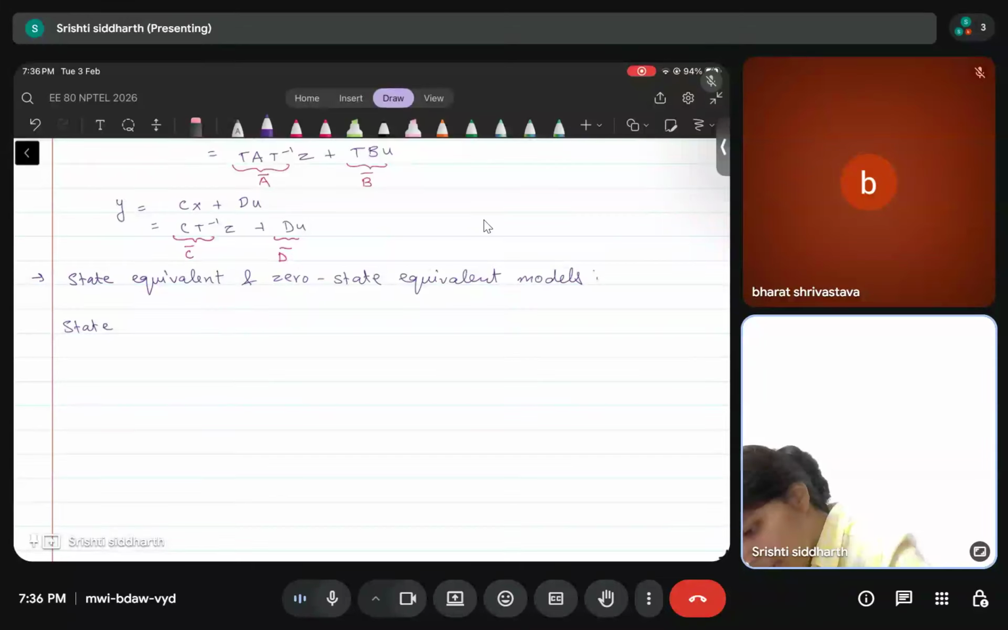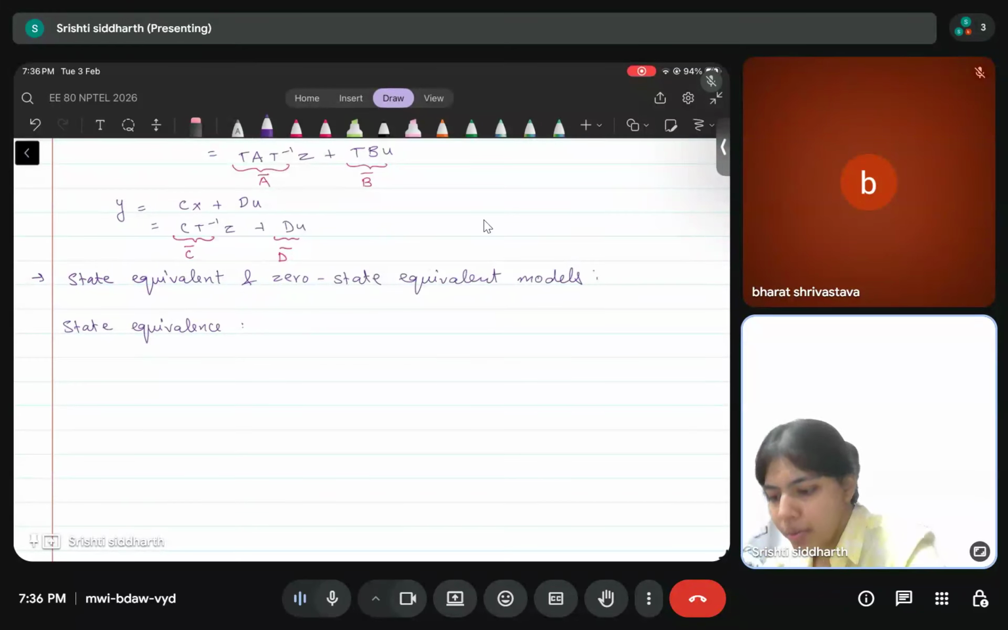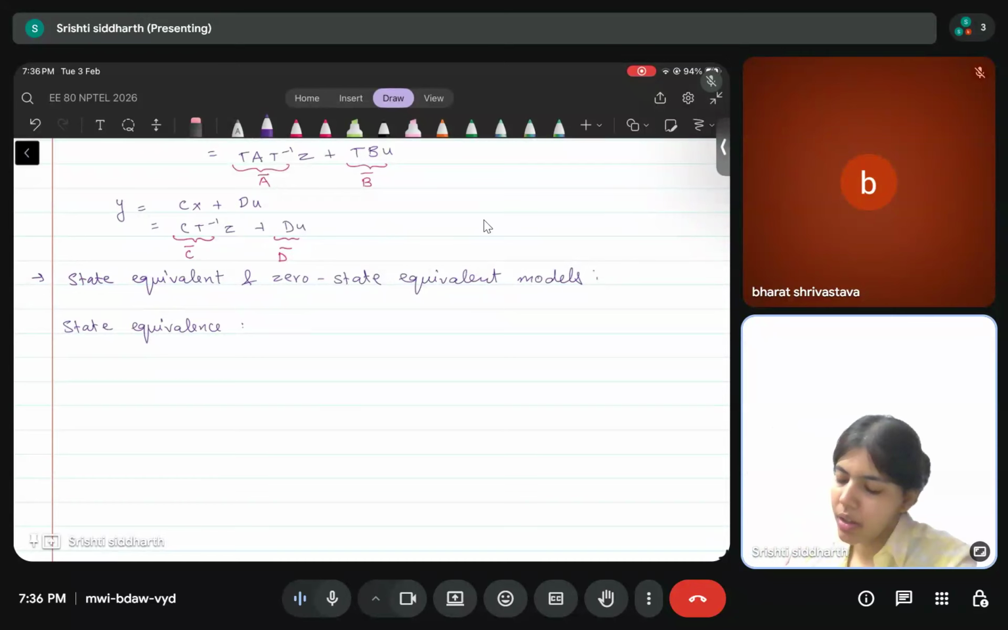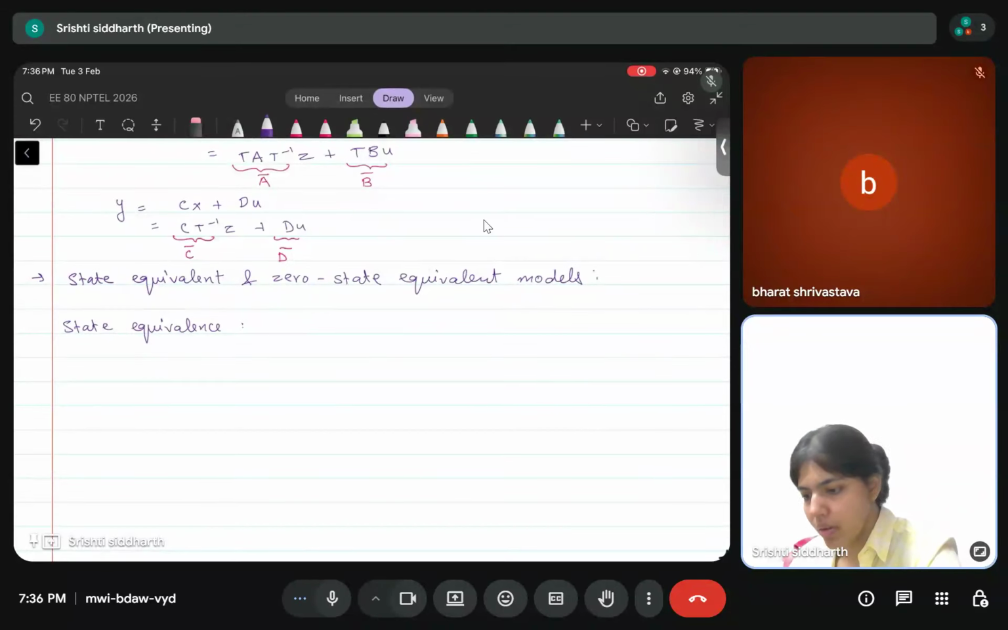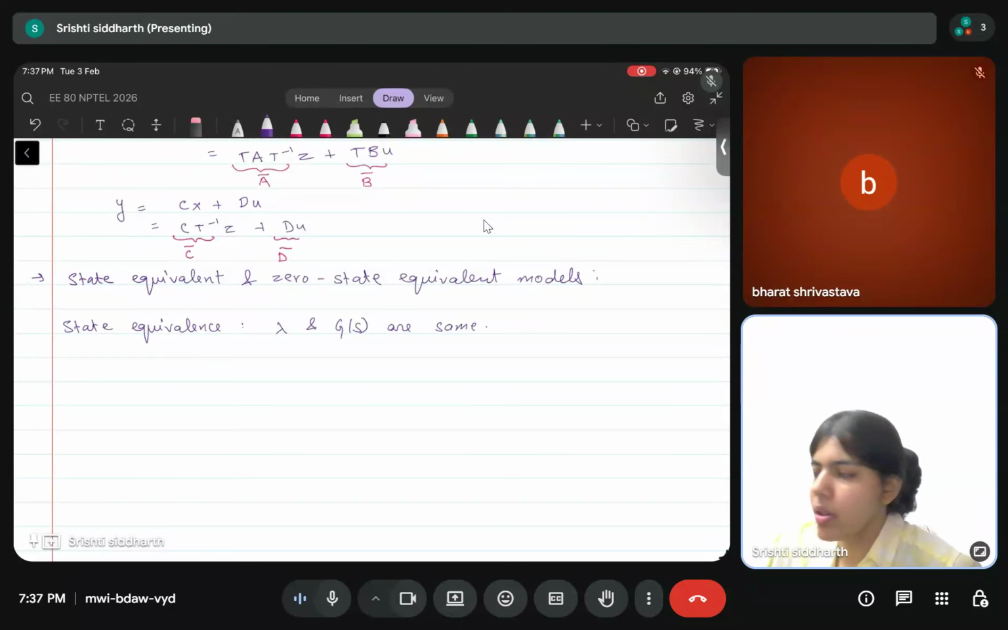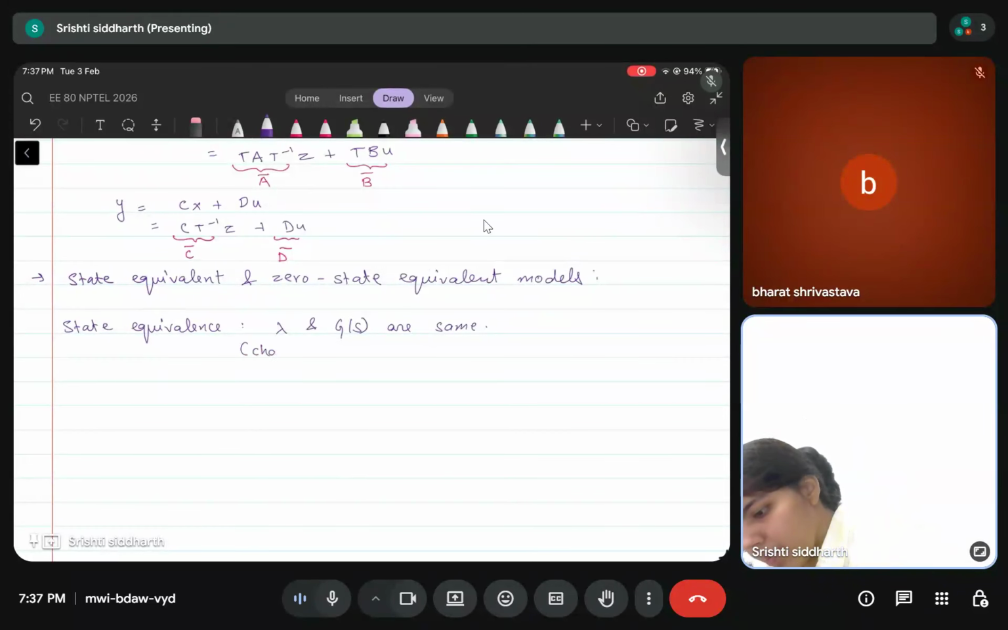So two models are state equivalent if the characteristic equation and the transfer function are the same, right? So when is the characteristic equation the same? When the eigenvalues are the same, right? So lambda and G(s) are the same. You have also discussed this in the lecture. They should have the same characteristic equation and the transfer function.